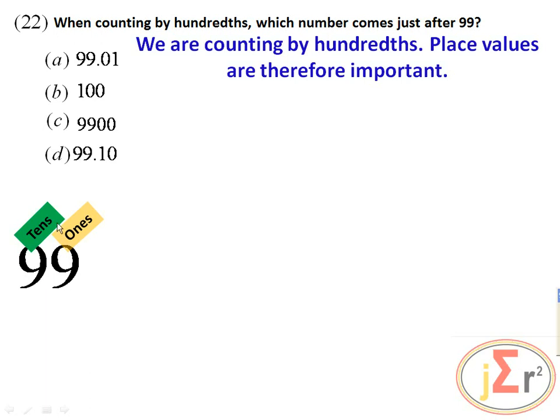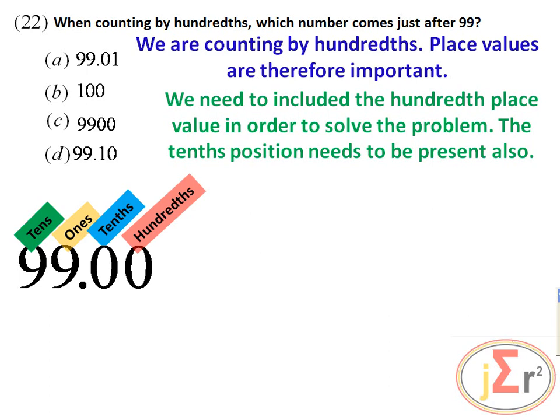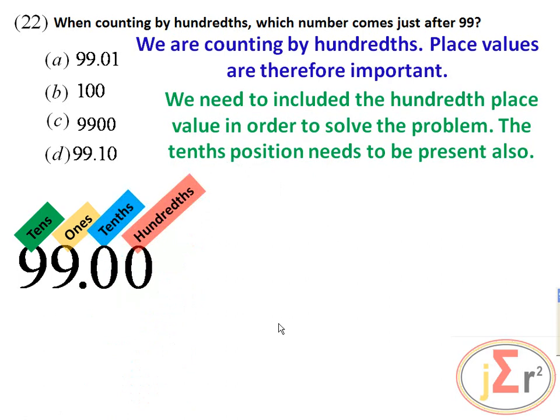So we have 99, and we have what here? This is our ones digit, and this is our tens digit. But we will be counting by what? Hundredths. We need to include the hundredths place value in order to solve the problem, because we are looking at the number that comes just after 99, but we are counting in hundredths. Therefore, what do we have here? Ones and tens. We do not have any hundredths. So, in order to proceed, we need to include the hundredths place value because we are counting by hundredths.